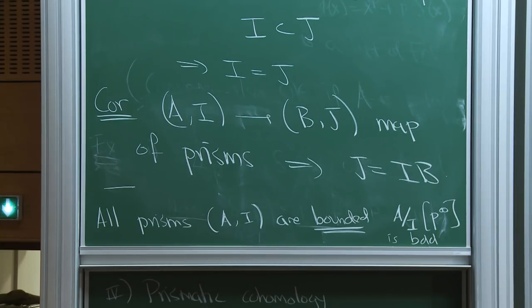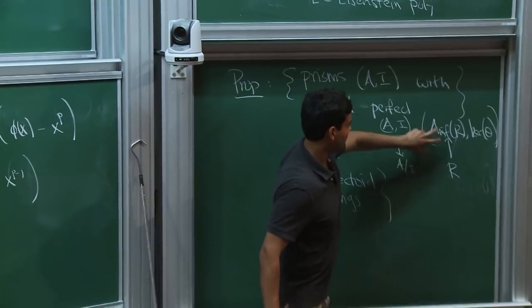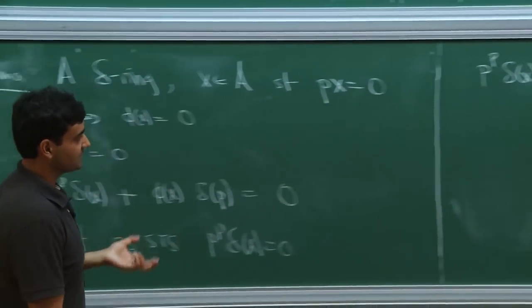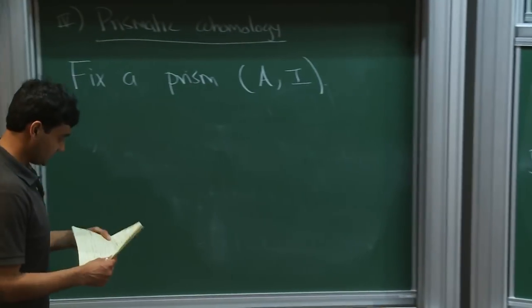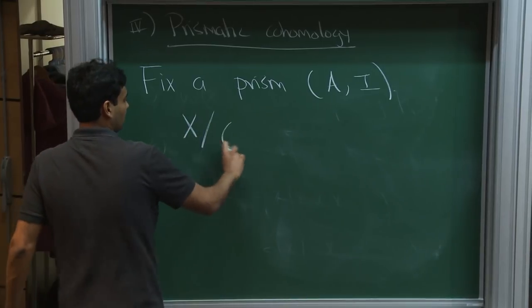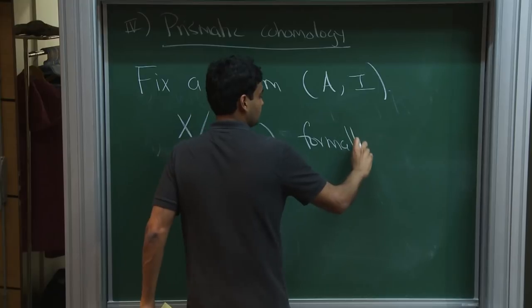And so in this theory of prismatic cohomology, like in the example of A_inf cohomology, we started off with something that lived over the perfectoid ring, over O_C, and outputted something that lived over A_inf. And so we want to take something that lives over A mod I and produce something that lives over A. So the setup is going to be X over A mod I is a formally smooth scheme for the p-adic topology.